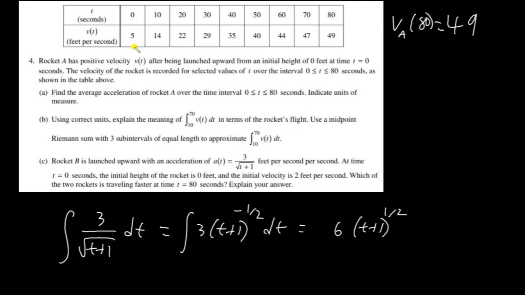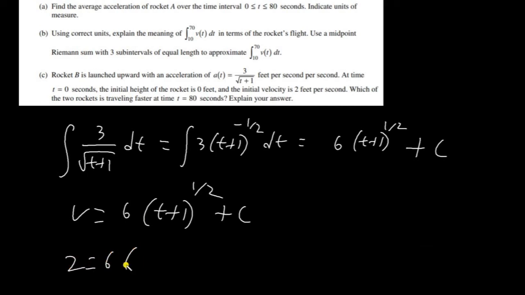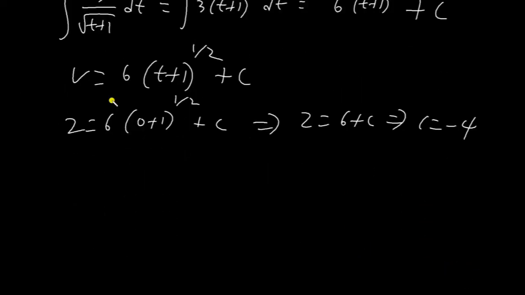Okay, so that plus c, that's the velocity function, right? So the velocity is 6 times t plus 1 to the 1/2 plus c. We know that the initial velocity is 2 feet per second, so at time t equals 0, the velocity is 2. So 2 is 6 times 0 plus 1 to the 1/2 plus c. 0 plus 1 is 1. Square root of 1 is 1. 1 times 6 is 6. So 2 equals 6 plus c, and then c equals negative 4. So the velocity function v is 6 times t plus 1 to the 1/2 minus 4, right?